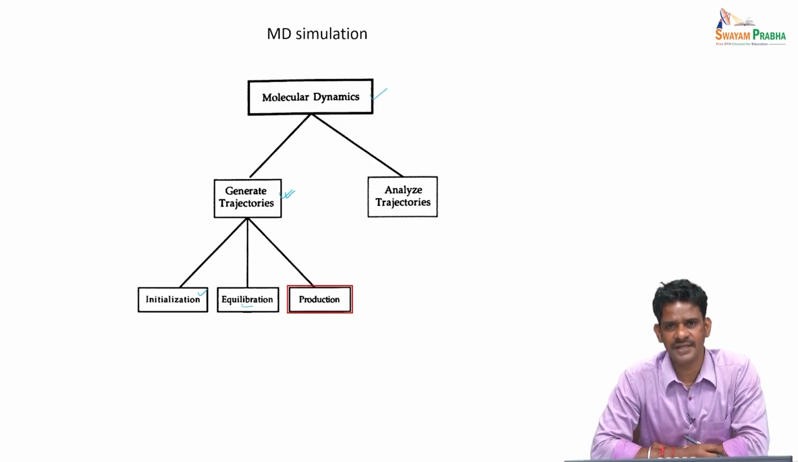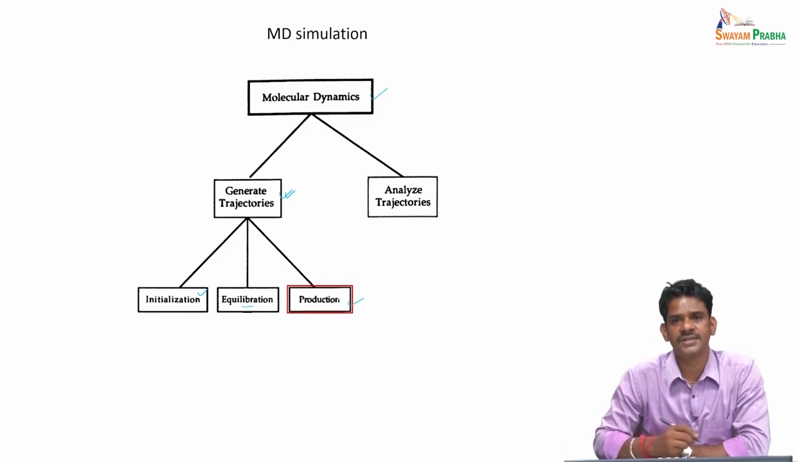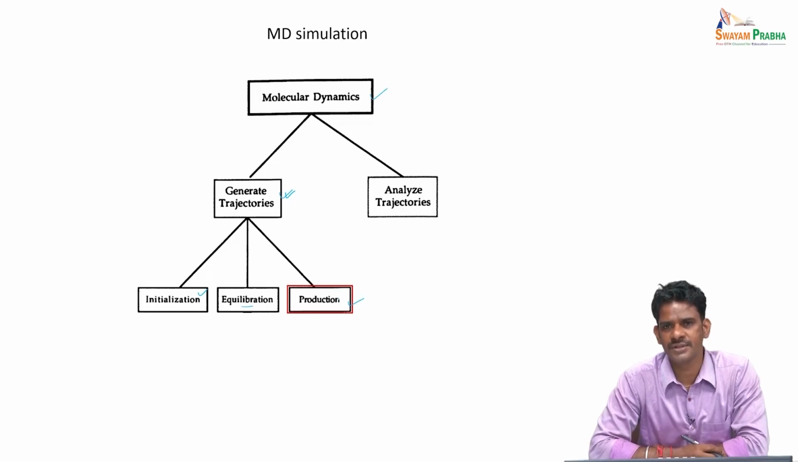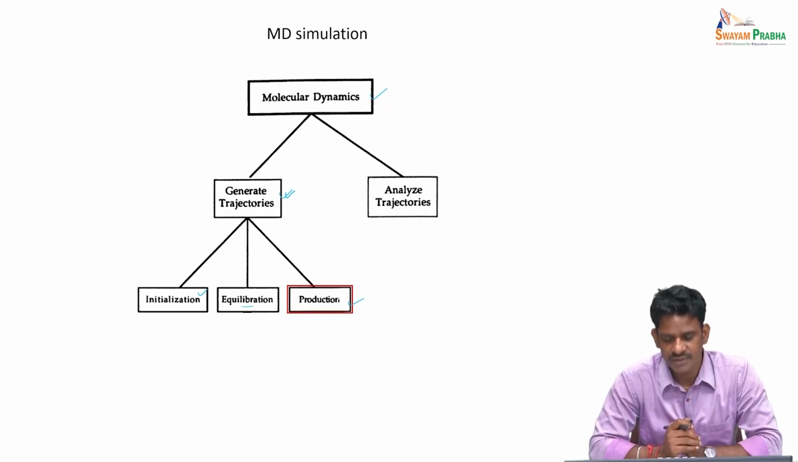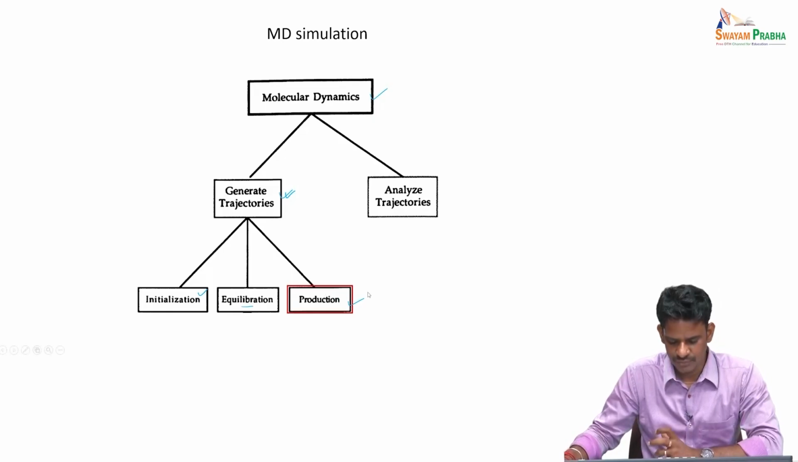Once we have finalized that the system has reached equilibrium, from that point onwards, we extend the MD simulation for a little longer time, over which we try to measure certain macroscopic properties in the simulations. The period of simulation in which we calculate the material properties is known as the production run. So, in this lecture, we will see how to measure certain properties in the production run.